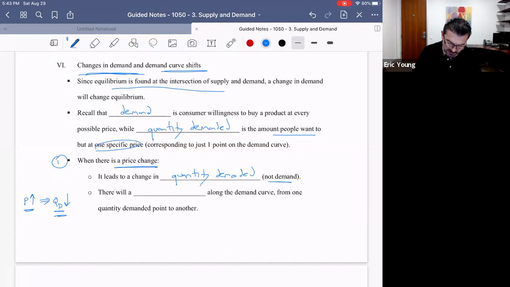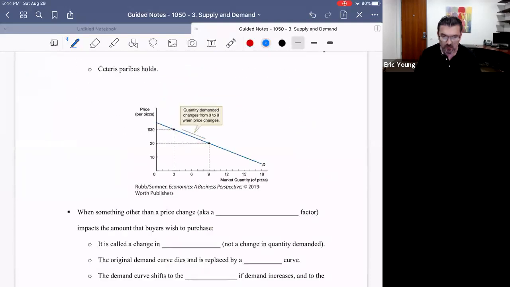So again, I don't like how this looked. Let me rewrite that. So again, when there is a price change, it will lead to a change in quantity demanded. And critically, this will lead to a movement along an existing demand curve, okay? There will be a movement along the existing demand curve. The demand curve doesn't change when price changes. The quantity demanded changes. That manifests right here.